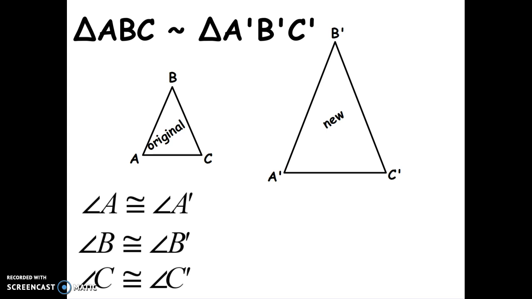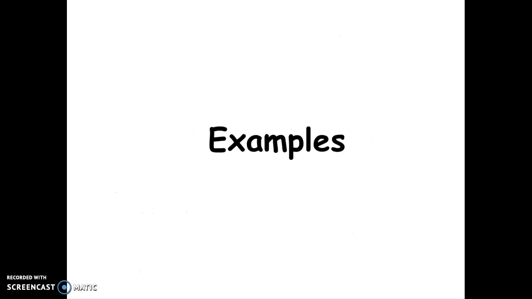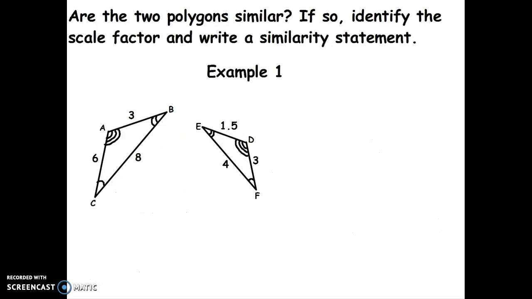Now if they're similar, then the corresponding sides are proportional. So side A prime B prime divided by side AB equals side B prime C prime divided by BC, and that also equals side A prime C prime divided by AC. So let's begin with our examples.